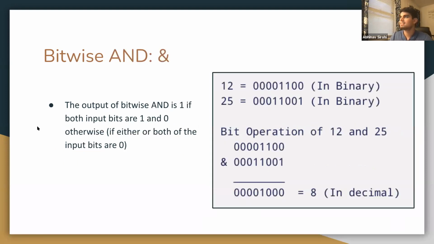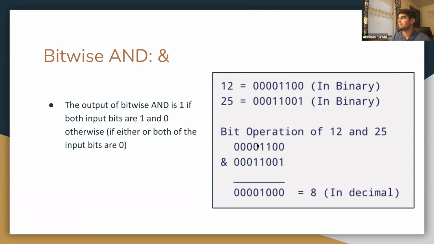And then we have the bitwise AND. The bitwise AND takes 2 inputs, and the output will be 1 if both input bits are 1 and 0 otherwise. So basically, if either or both of the input bits are 0, then the output will be a 0, which is false.